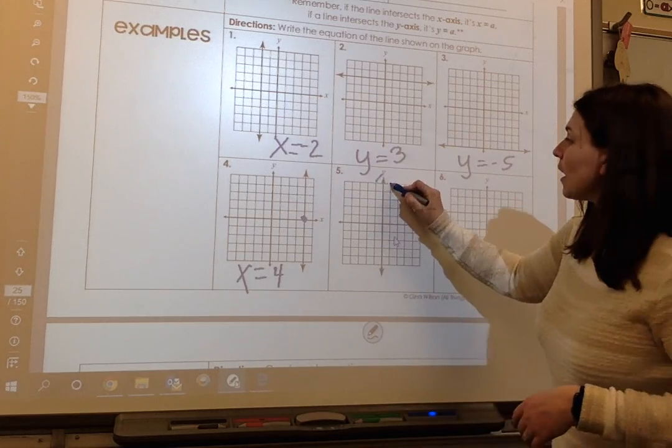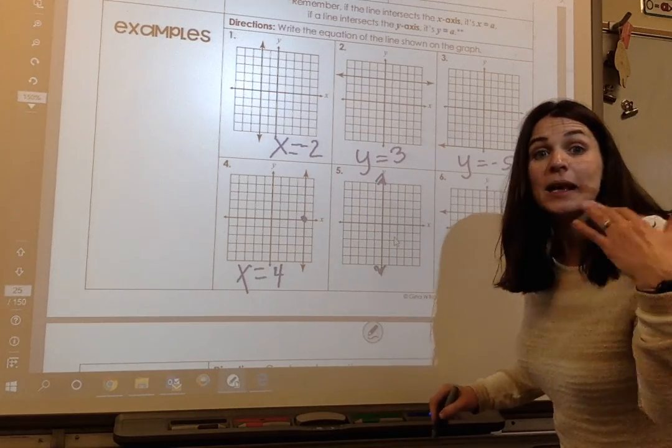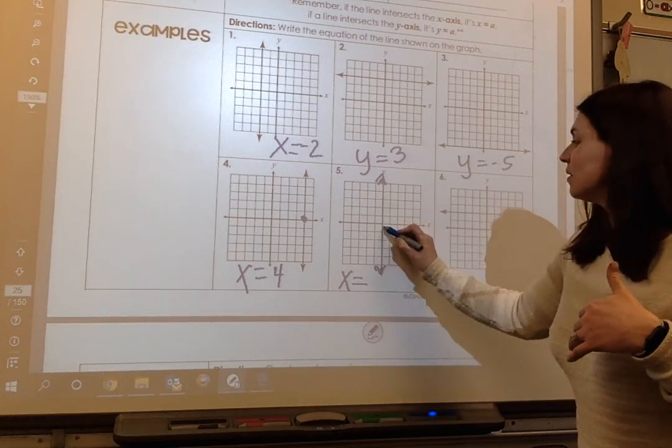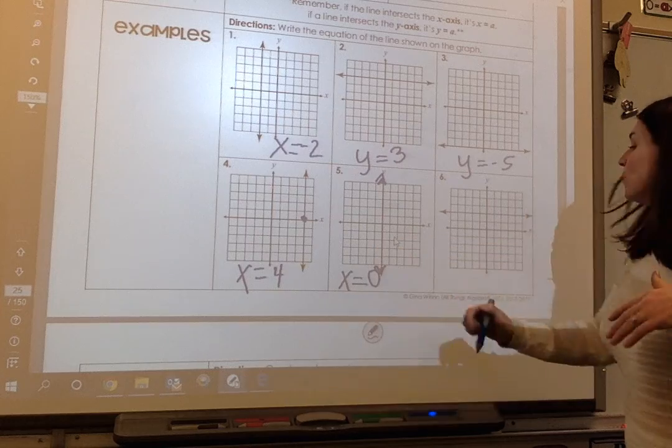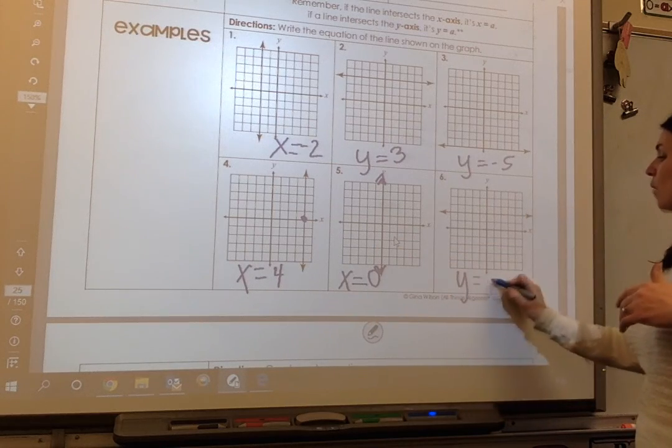Number 5, look at those arrows there. He's dead. It's bad news. X equals 0. Skier's alive. He's zooming straight across. Good news. So it's y equals 2.